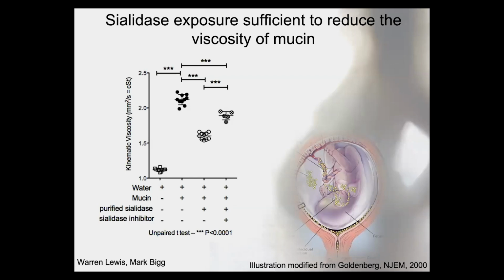Now, we think this could be important because secreted glycans and mucins are an important component of the mucus plug, which blocks the opening to the uterus during pregnancy. And so if bacteria are able to degrade this, it may decrease the viscosity of that barrier and allow for ascending infection.